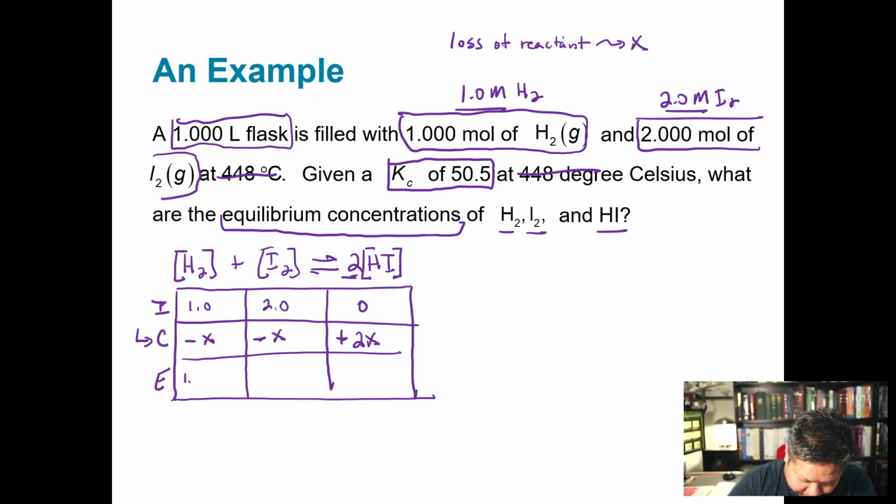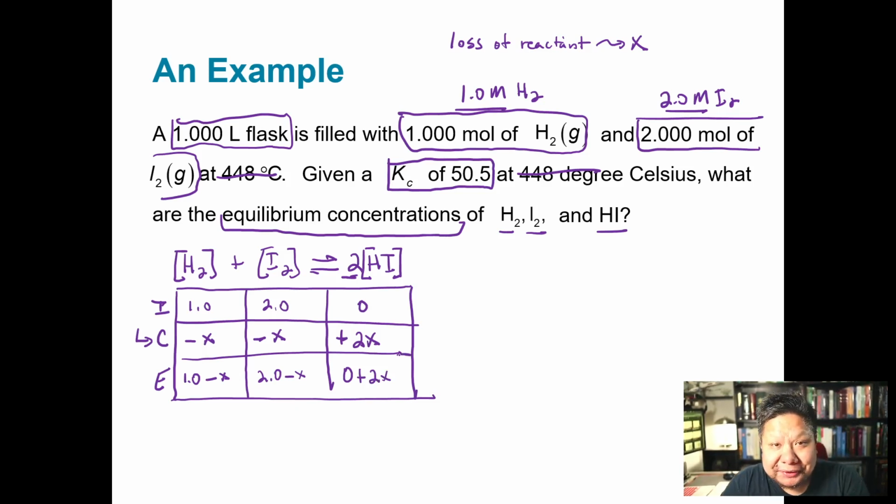Initial, which is 1.0 for hydrogen, minus the change, which is X. And then for iodine, 2.0 minus X for the equilibrium concentration. And then for the product, which is hydrogen iodide, it's 0, which was the initial, plus 2X. That's great, because now we have the entire ICE table filled out.